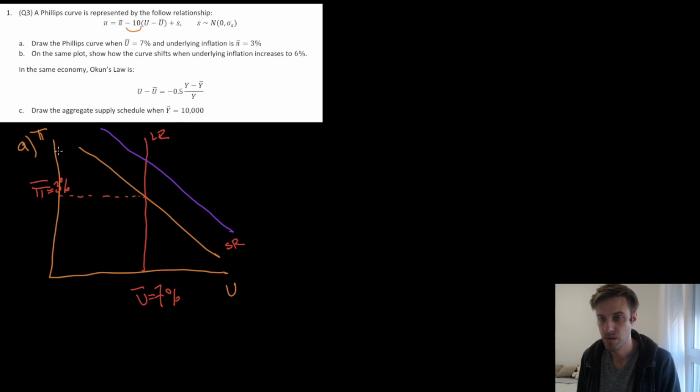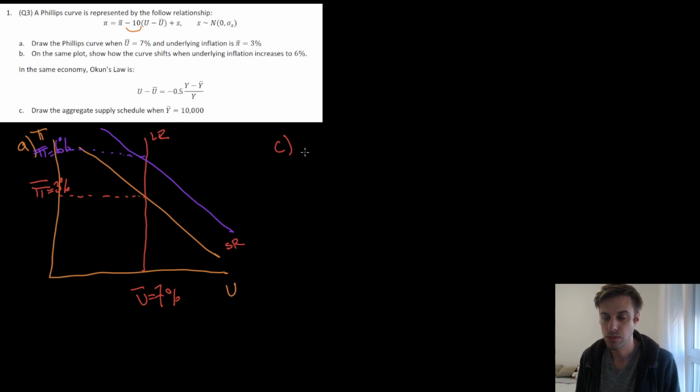Okay. And so we have a new pi bar implied by a new Phillips curve. But we still live at this point. Okay. Next, we're asked about the, I guess I should put this. It increases to 6%, so this is 6%. Fine. Next, we're asked about the AS curve, so part C.